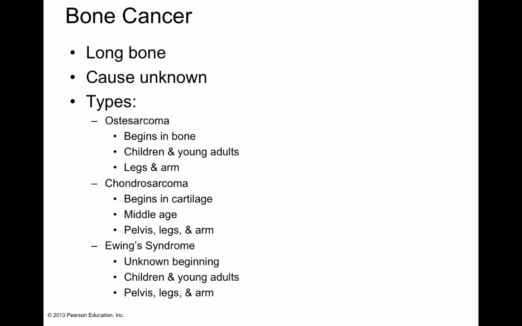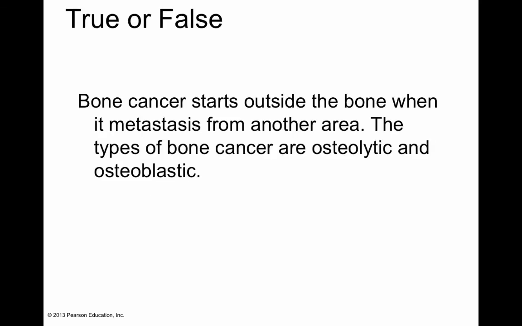So you have osteosarcoma. This begins in the bones. It can be present in children and young adults, and it's most commonly seen in the legs and arms. Chondrosarcoma is in the cartilage found around bones. It happens in middle age, and it's found most commonly in the pelvis, the legs, and the arms. In Ewing sarcoma, it's an unknown beginning. It's most commonly seen in children and young adults, and you can find it in the pelvis, legs, and arms.